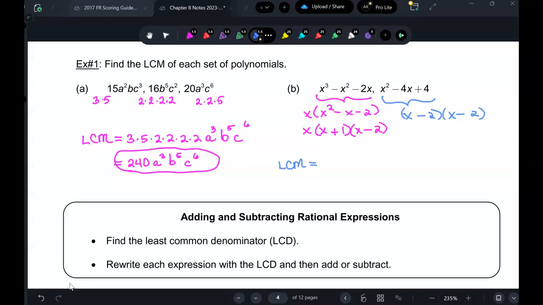Okay, let's look at the first one. I have an x plus 1, x minus 2. We need all of these. Now this one has 2 x minus 2's, but I only have 1 represented so far. So I need 1 more x minus 2. So you just have to make sure they're all represented in the LCM. Okay, and that's it. That's pretty easy.